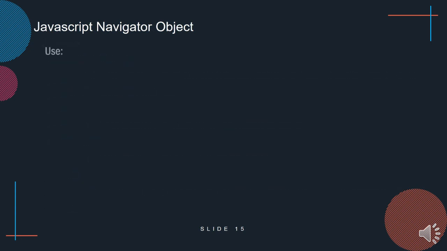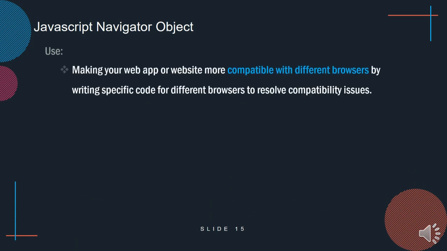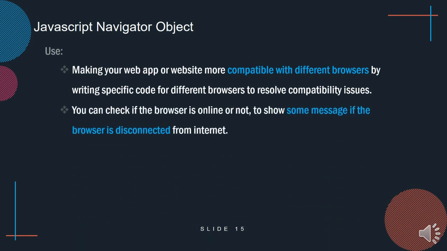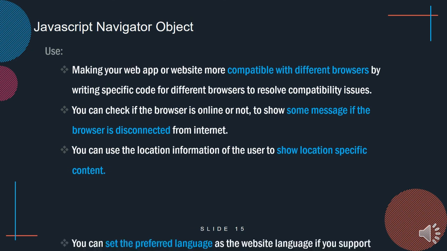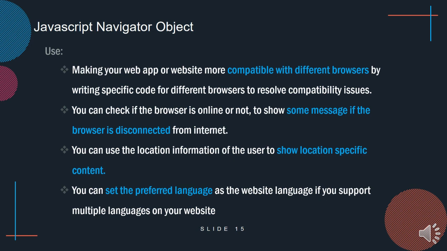The use of the navigator object. The navigator object can be used for multiple specific use cases which can help you make your website better. You can make your web app or website more compatible with different browsers by writing specific code for different browsers to resolve compatibility issues. You can check if the browser is online or not, to show some message if the browser is disconnected from the internet. You can use the location information of the user to show location-specific content. And last, you can set the preferred language as the website language if you support multiple languages in your website.